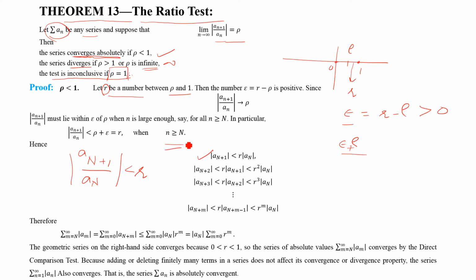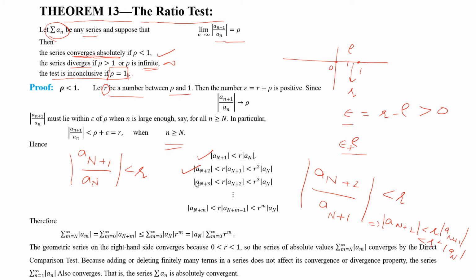Similarly, if we have n equal to capital N plus 1, then what is the value? We replace n by n plus 1. So we have an plus 2 over an plus 1, and this is less than r. Now this implies an plus 2 is less than r an plus 1, but an plus 1 is less than r an, so this is less than r square an. So we have this inequality. Similarly, we can derive all these inequalities for an plus 3 and so on. Ultimately, we have an plus m is less than r to the power m an.